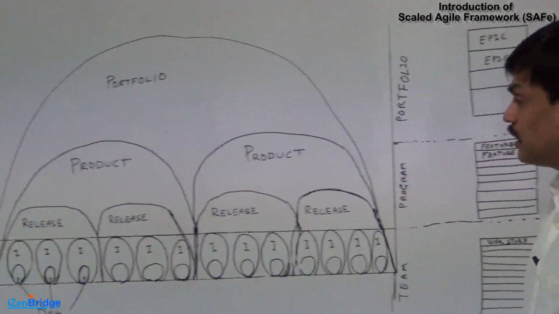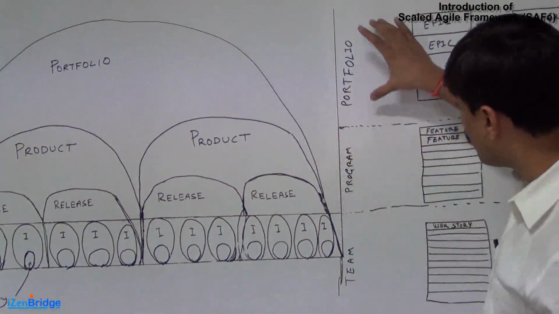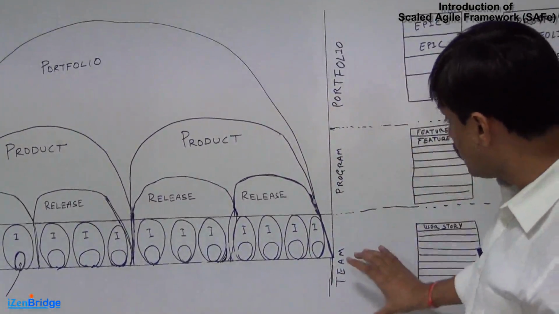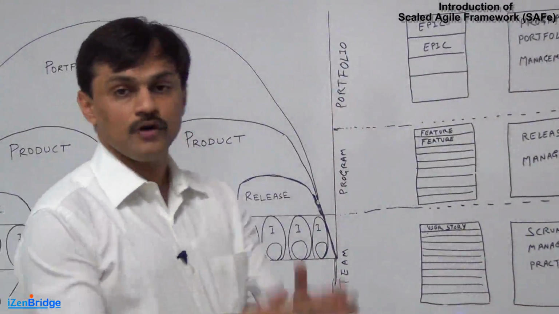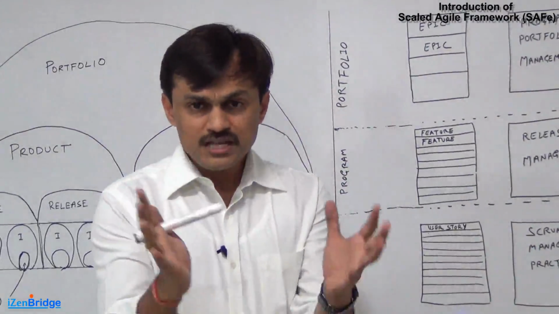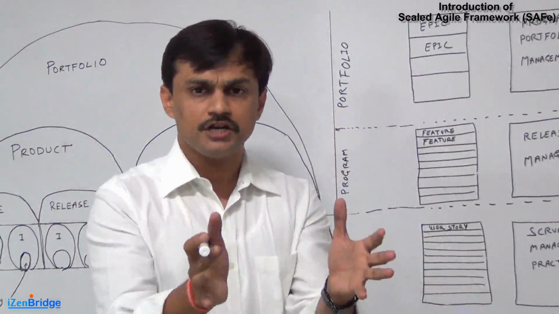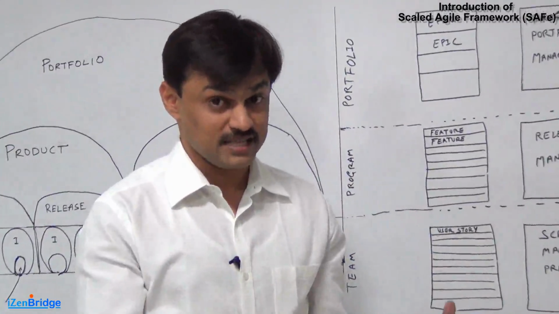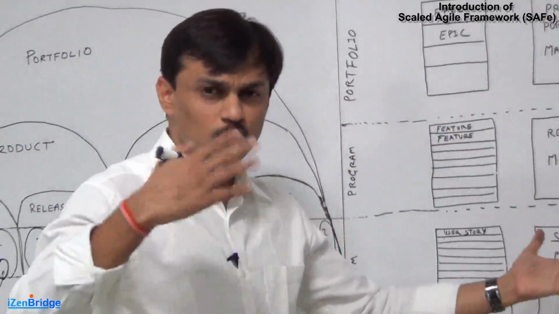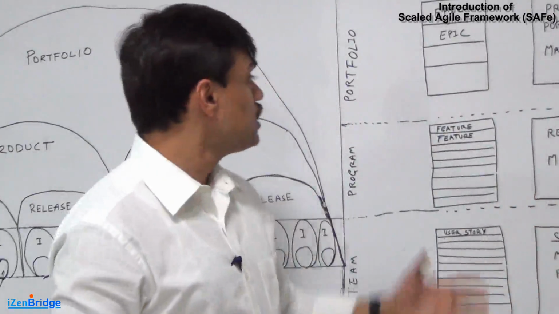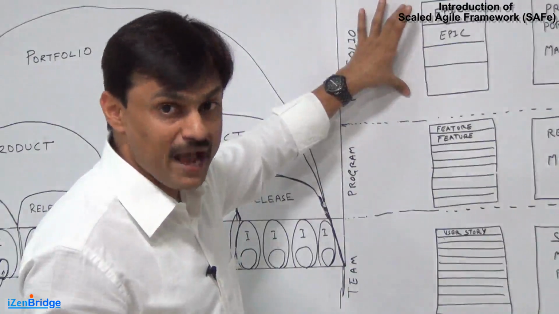So how does it do it? It divides these things into three layers: the portfolio layer, the program layer, and the team layer. At a portfolio level, we have large business initiatives, which are called business epics. They are big initiatives which require a lightweight business case and some level of approval before teams start working on them. We want to look into the cost benefit of such initiatives. So these business initiatives are stored in a portfolio backlog.